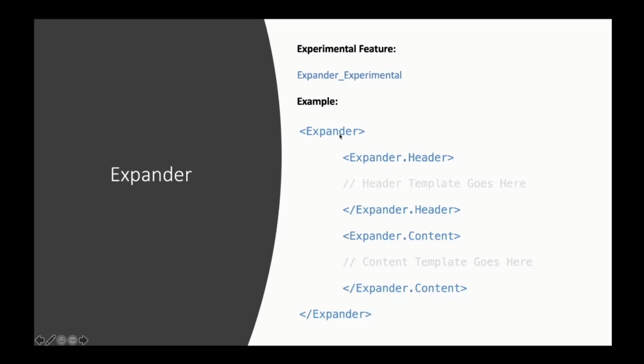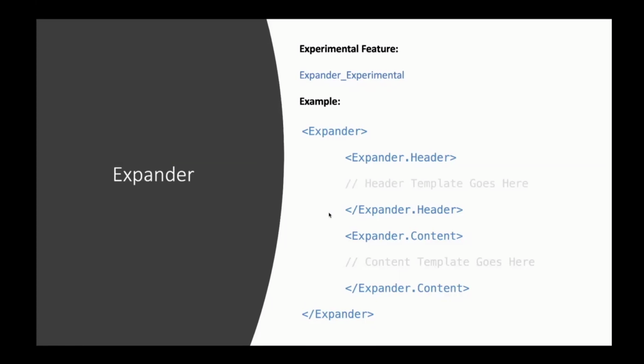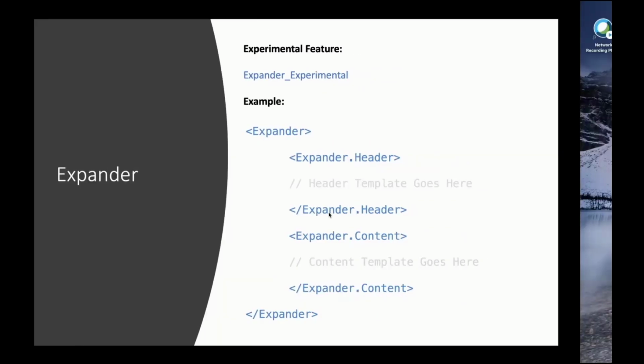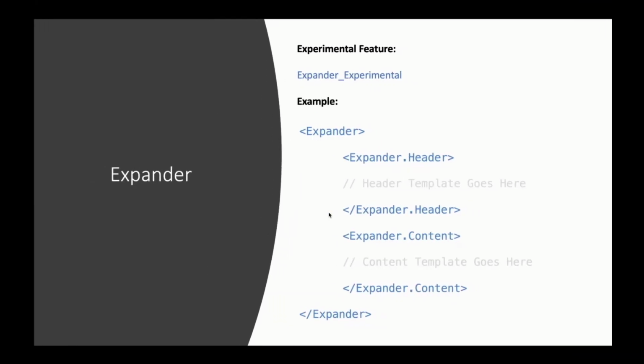So we have this expander control, and inside that there are two separations: one is the expander header and the other is the expander content. Whatever you want to set in your expander header, you can set inside this tag, and whatever you want to set as part of your content, you can put in this expander content. Very easy to use control, and very useful if you are using some modern UI. So let's switch back to my Visual Studio, and we'll see if it's running.